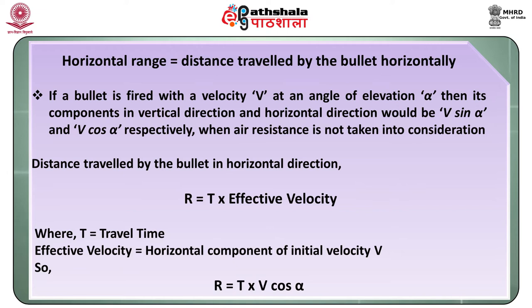If a bullet is fired with a velocity V at an angle of elevation alpha, then its components in the vertical direction and horizontal direction would be V sin alpha and V cos alpha respectively, when air resistance is not taken into consideration. Distance traveled by the bullet in the horizontal direction, R, is equal to T multiplied by effective velocity, where T is the travel time. Effective velocity is equal to the horizontal component of initial velocity V. So, R is equal to T multiplied by V cos alpha.